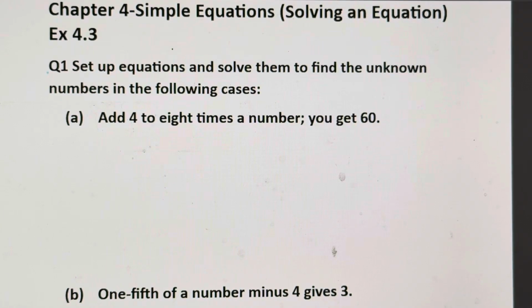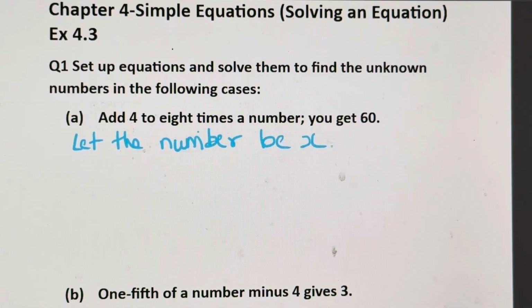Question number 1a. Add 4 to 8 times a number. You get 60. Right? So we don't know that number, so we will write: let the number be x. You can take any letter from A to Z. I've taken it as x.